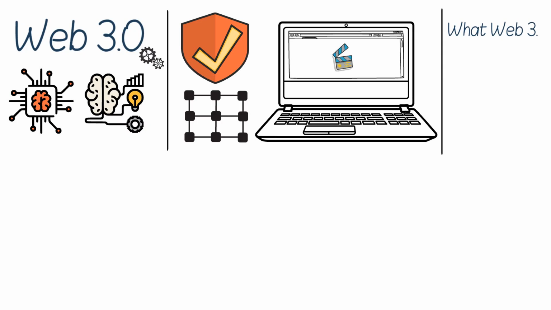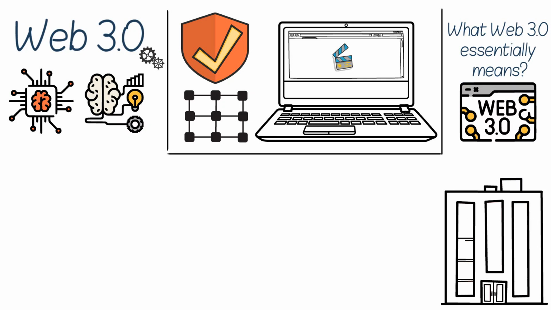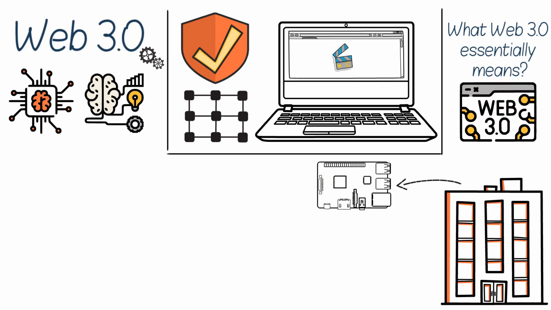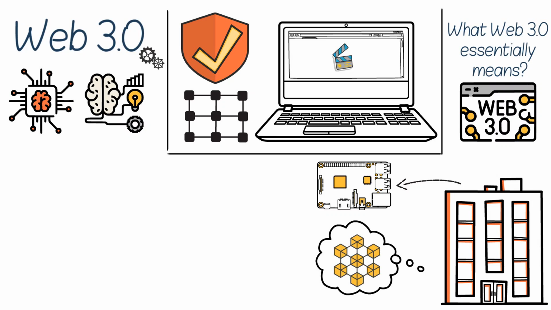What Web 3.0 essentially means is that the power is being taken out of the hands of a few giant corporations and instead being spread out across a wide network of smaller, localized machines. You've probably heard of something called the blockchain, which will play a huge role in this decentralized network. We'll look at this in more detail later on.